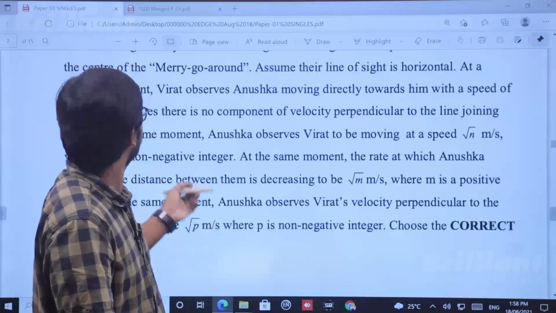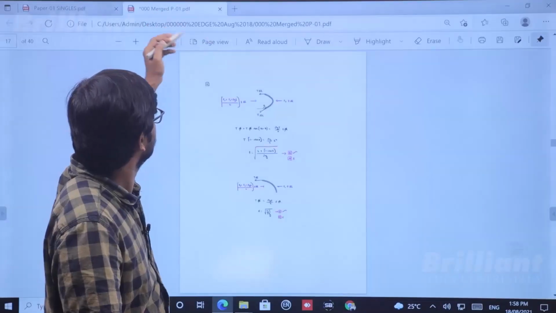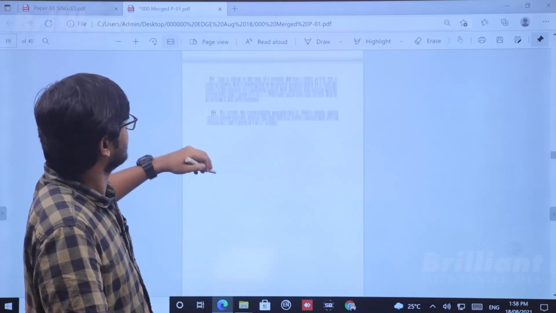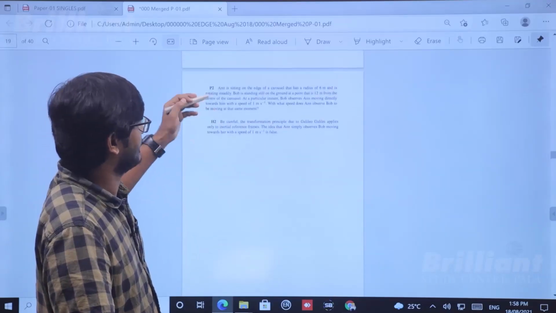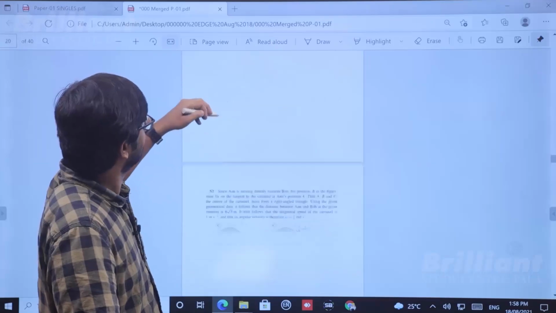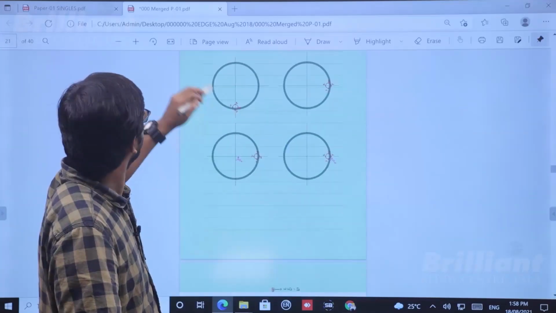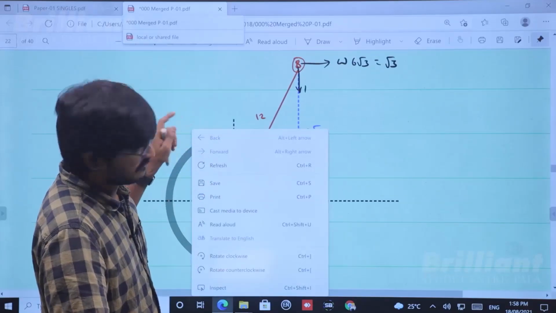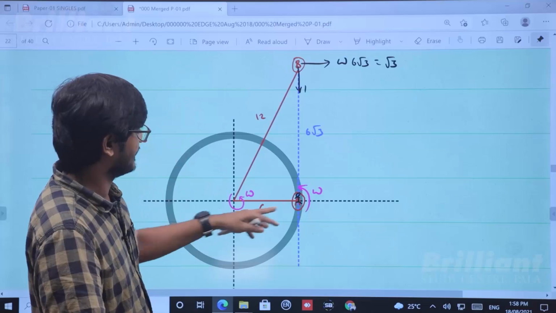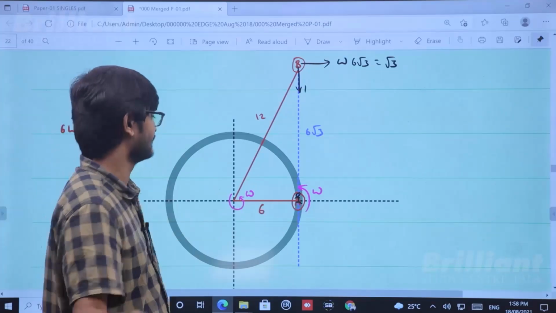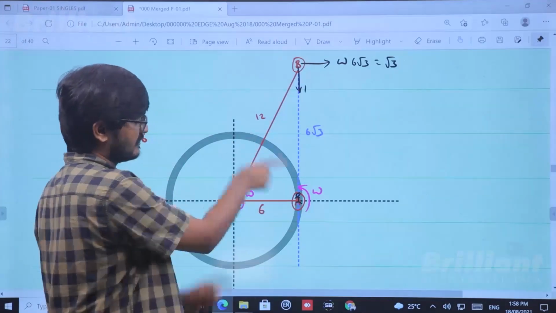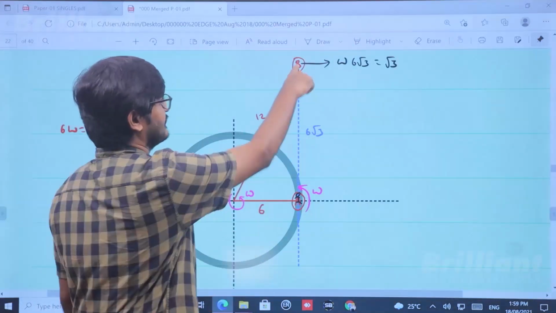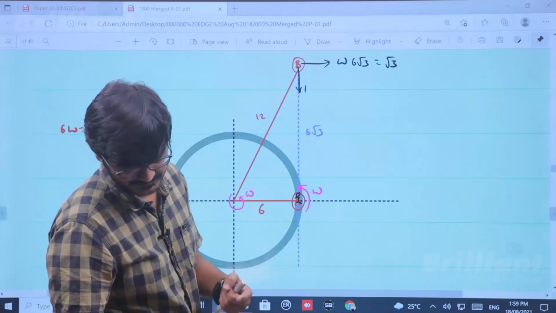I think you can read the question. I will be just showing the figure and explaining the question. So you can see someone took the question from here, and yeah, obviously cricket fan, Virat Kohli and Anushka. From the given information, you can figure out the situation is like this. It's like Anushka is here, and the merry-go-round is rotating with omega. And Virat is seeing.